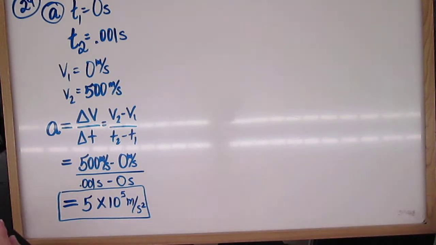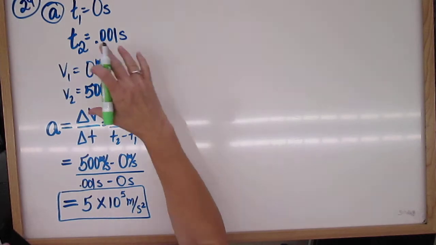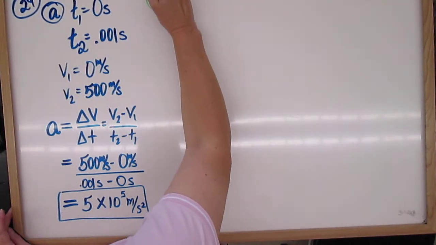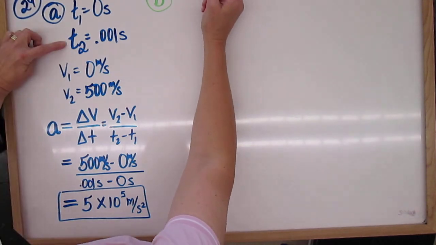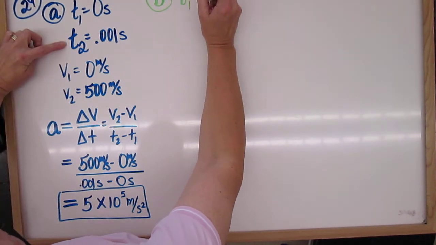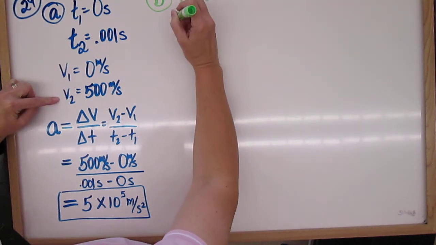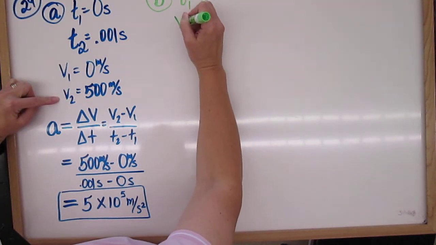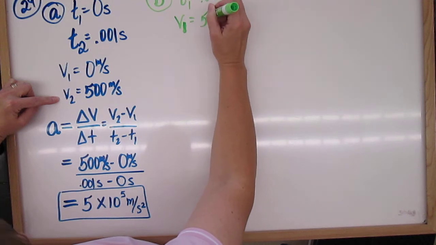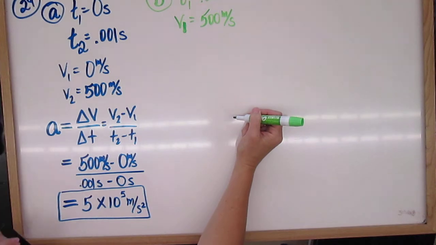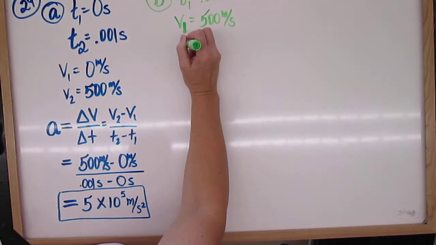Part B. We're going to take our 2's and they now become our 1's. So what was t2 here now becomes t1, and what was v2 now becomes v1. We look to the graph for our next set of statistics.